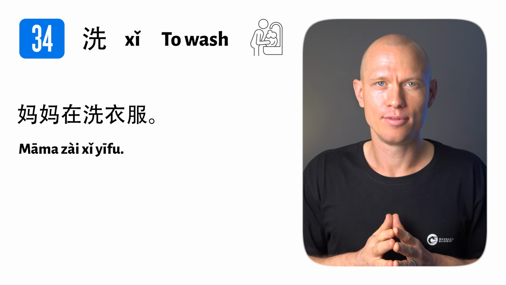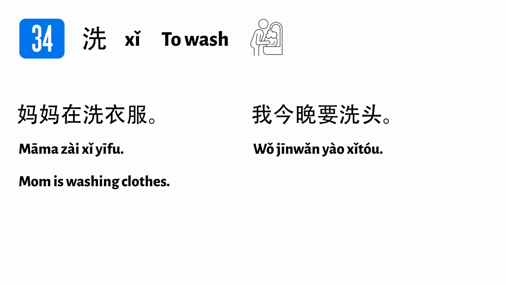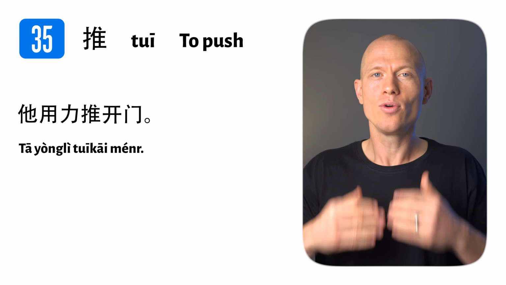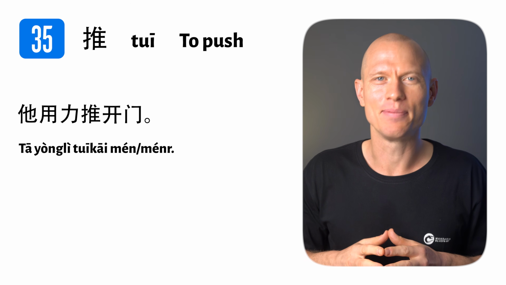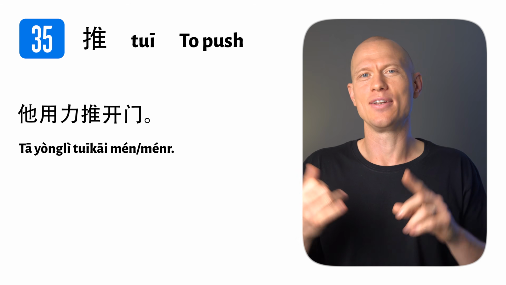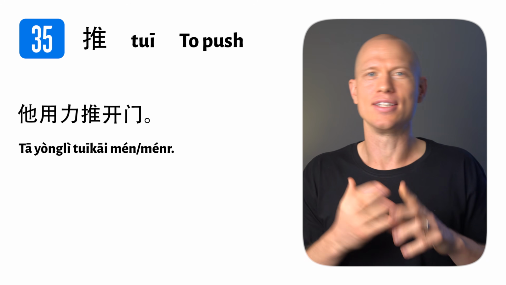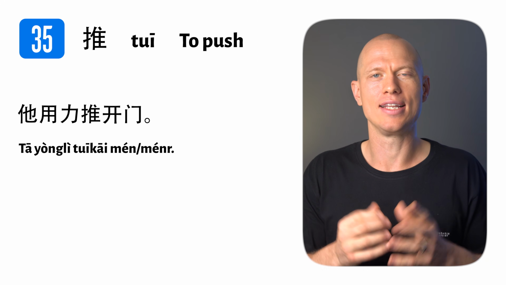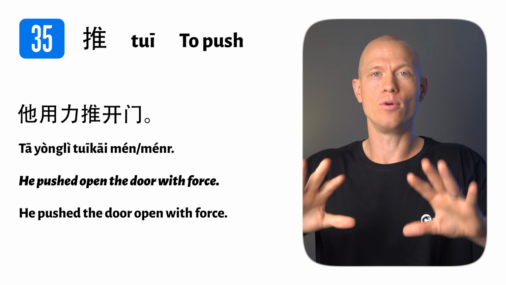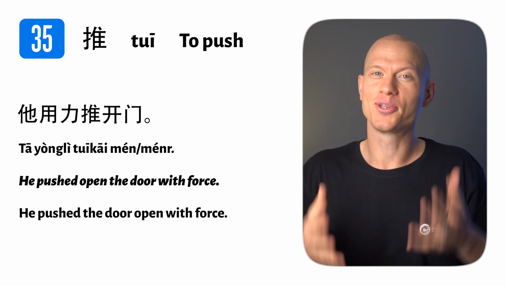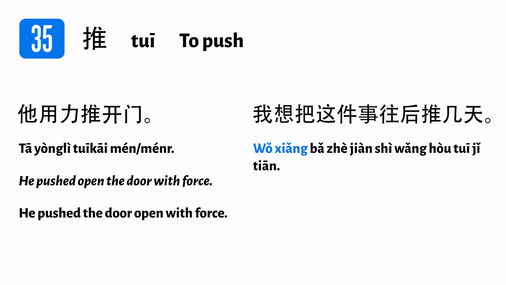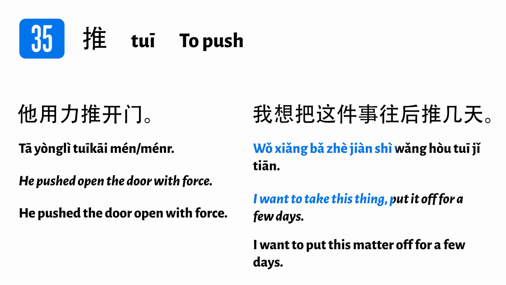Next up, 洗, to wash. 妈妈在洗衣服. Mom is washing clothes. 我今晚要洗头. I need to wash my hair tonight. Next, 推. 他用力推开门 or 推开门儿, depending on how you want to say it. The 儿 there, as in 玩儿, 花儿, 门儿. It just makes it sound more casual when you say the 儿 at the end. So he pushed open the door with force. 推 is not just literally push, but it's also figuratively to push something back. 我想把这件事往后推几天, I want to take this thing and put it off for a few days.